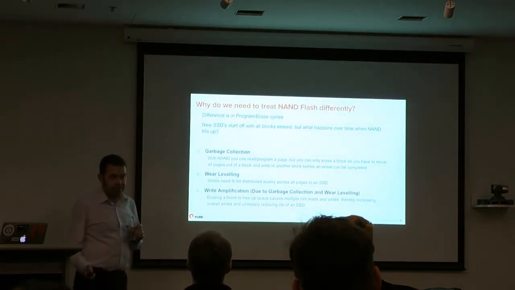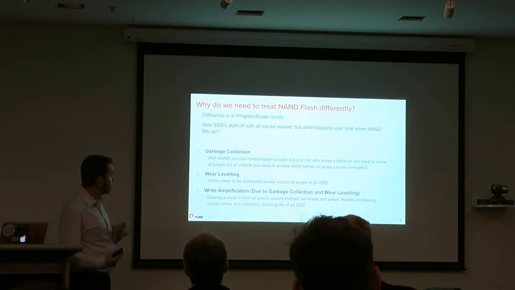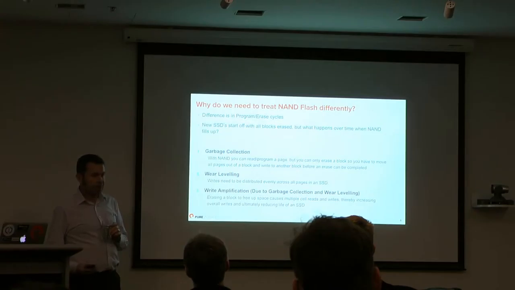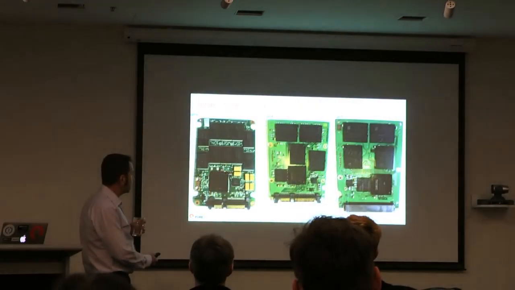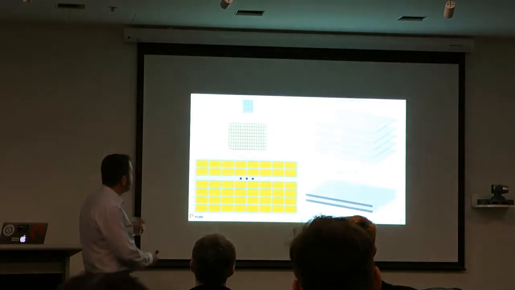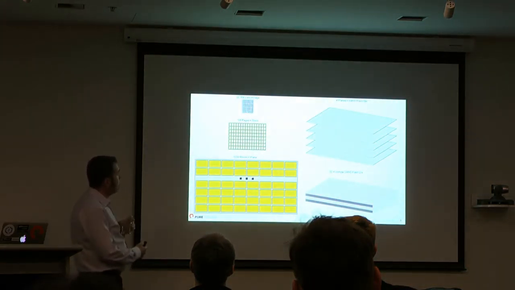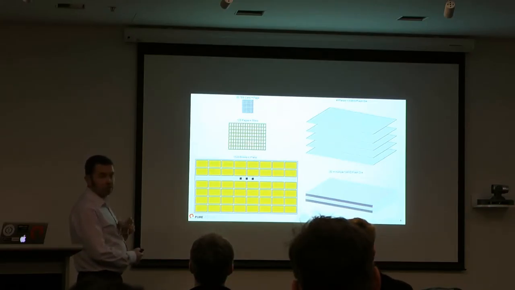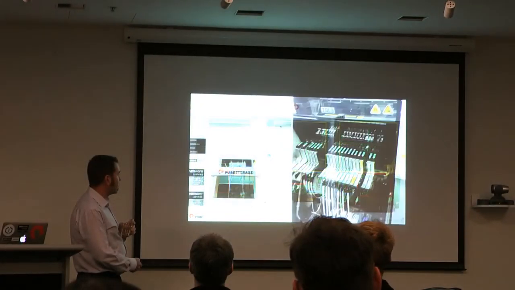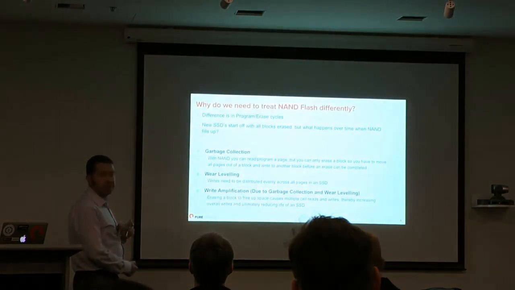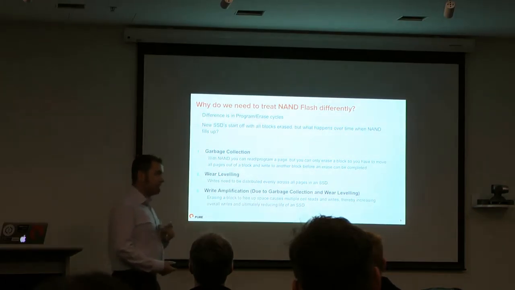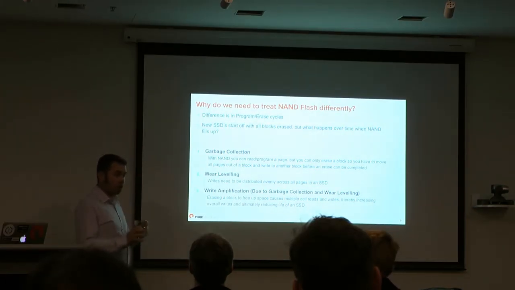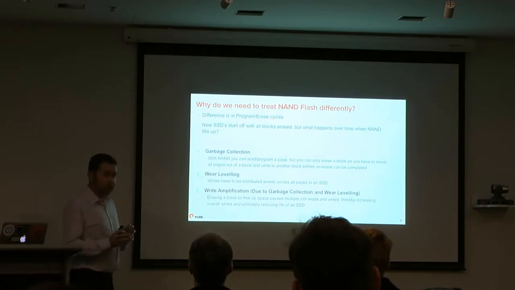So why do we need to treat NAND flash differently? I think there are some important points here. The difference is around the whole program versus erase cycle. I don't know if you're aware of this, I'll jump back to this picture a second. Although we can read and write on a cell level, we can only erase on a block level. So during that erasure process, we have something called write amplification. To erase the data out of that block, I've got to read all the pages on that block, assemble them, and move them to a clean block before I can erase that block.